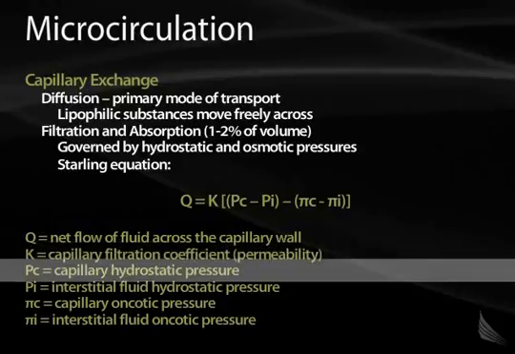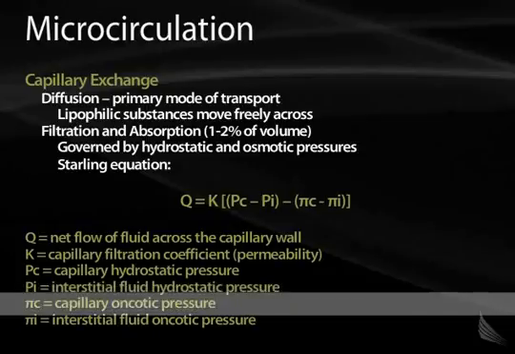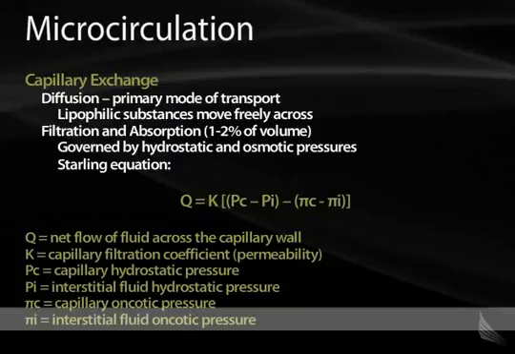The capillary hydrostatic pressure is the blood pressure in the capillary. The interstitial fluid hydrostatic pressure is the amount of fluid in the target organ and the pressure that it exerts on the surrounding tissue. Pi c is the capillary oncotic pressure. This is a measure of the amount of protein in the capillary. The interstitial fluid oncotic pressure, or pi I, is the amount of protein in the interstitial fluid in the target organ.